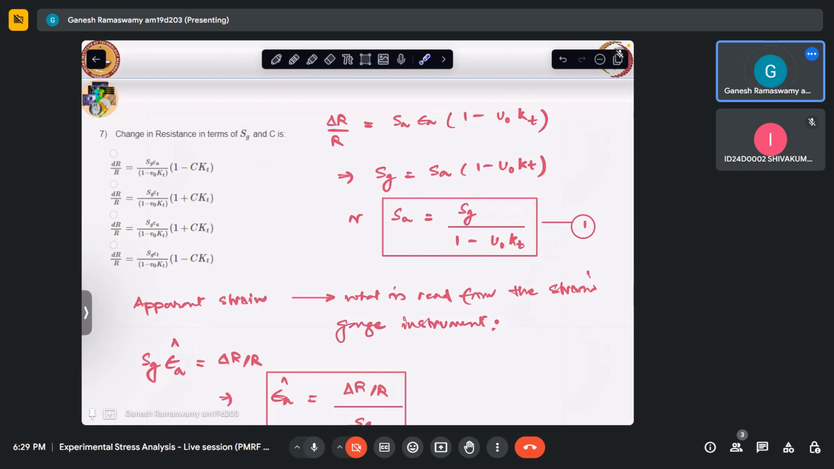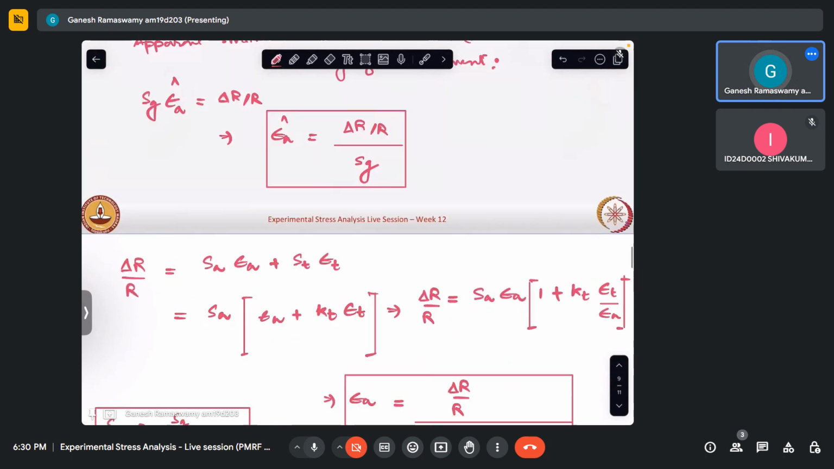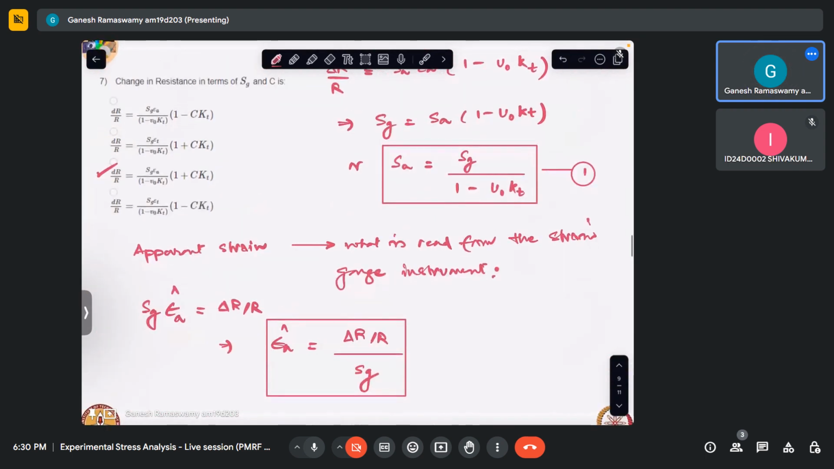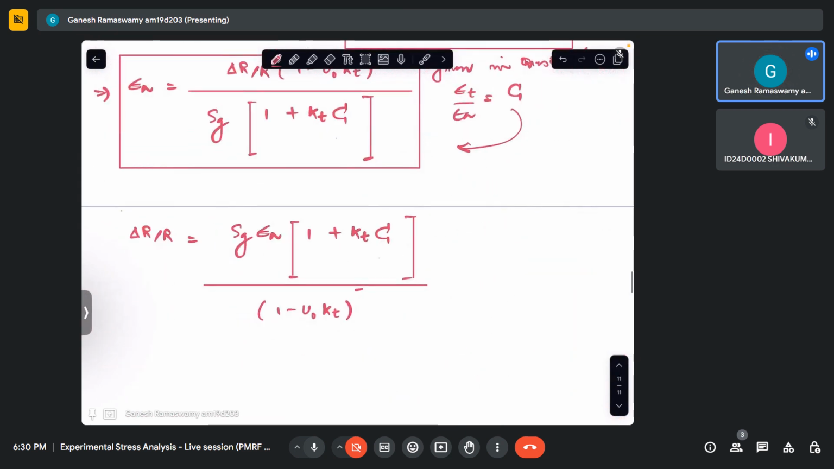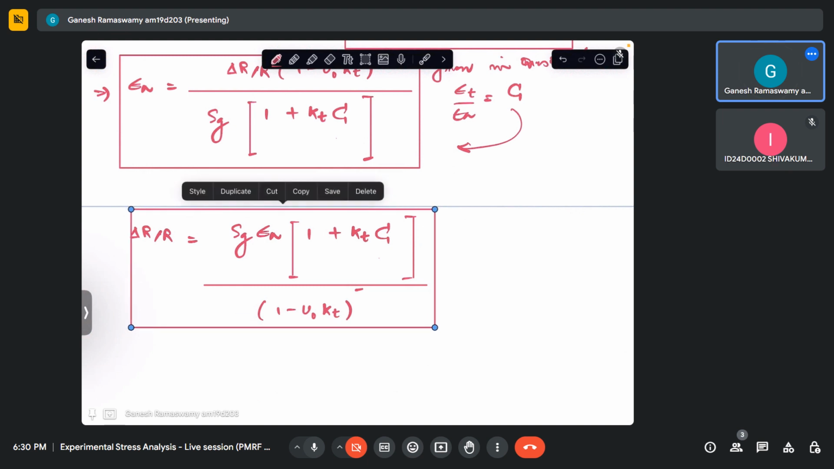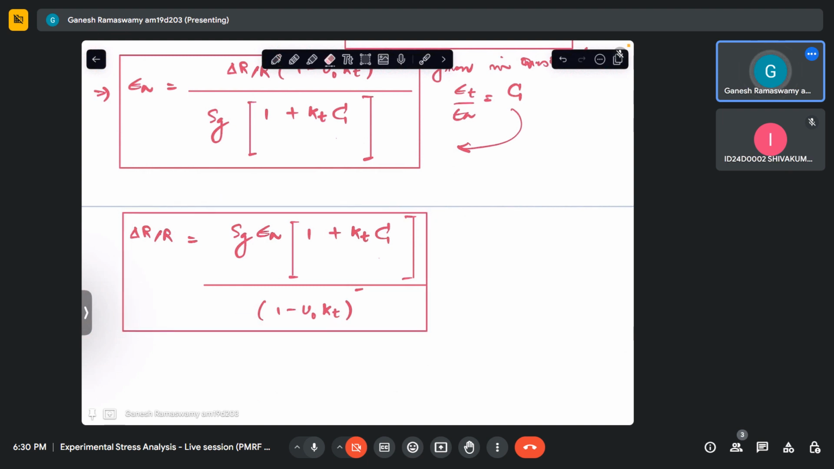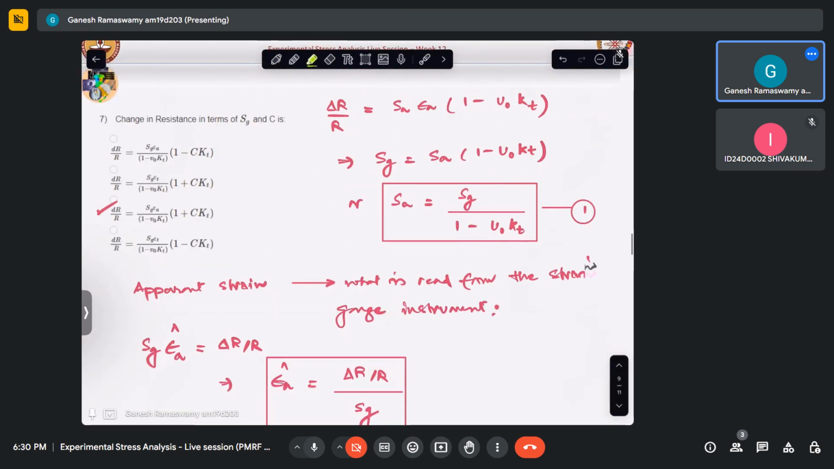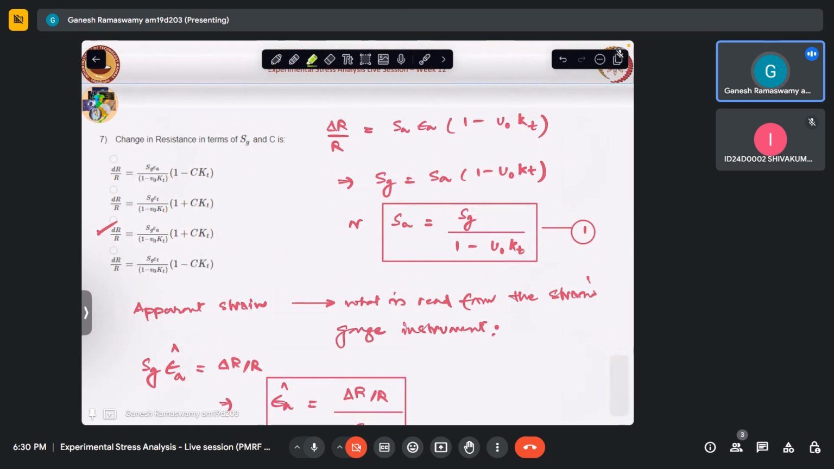So this is not correct, this is also not correct. These two have it correct, but this is epsilon T. So I have delta R by R is equal to Sg epsilon A, 1 plus KTC divided by 1 minus mu naught KT. So we have this as the correct expression for this case.